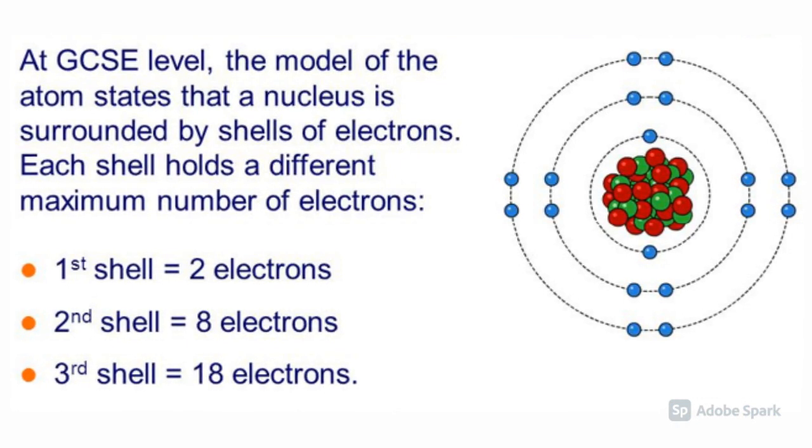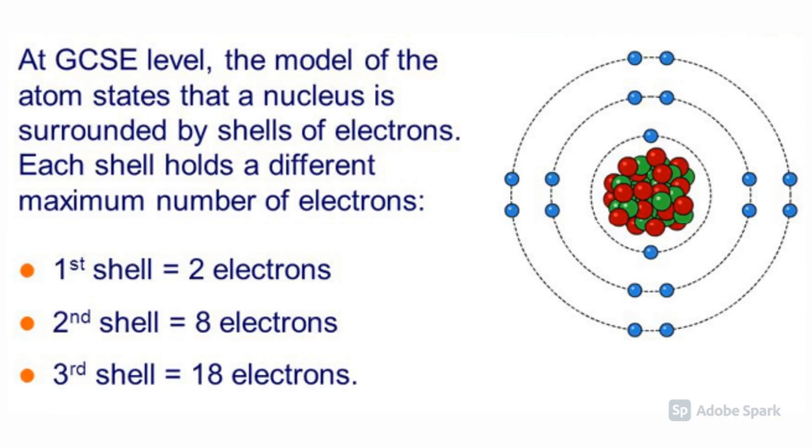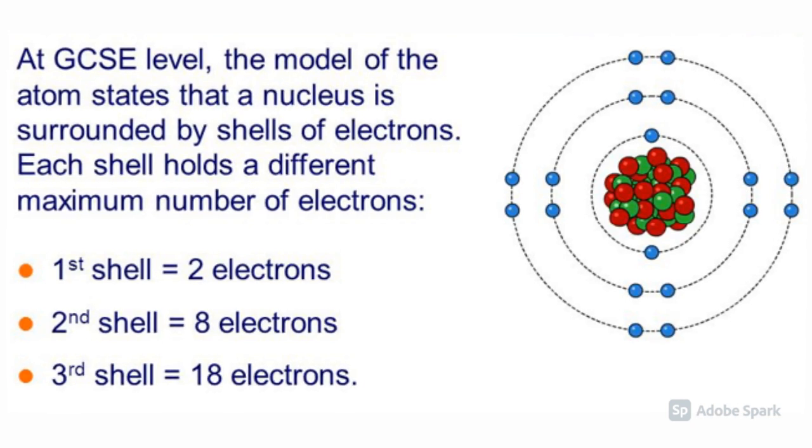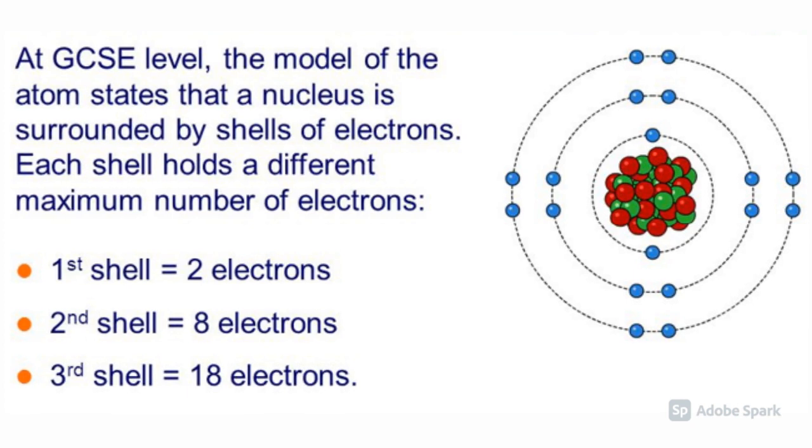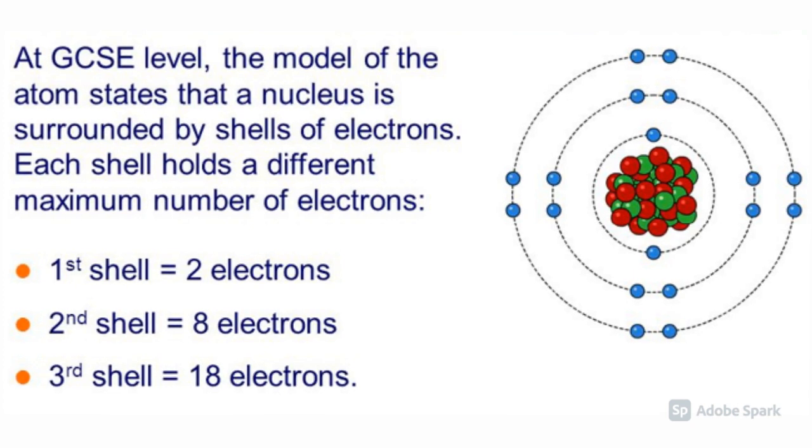Now, electrons are arranged in shells around the nucleus, and the first shell closest to the nucleus is the lowest energy level. The further a shell is from the nucleus, the higher the energy level. Each shell can hold only a certain number of electrons, and these are the rules. The first shell can only hold 2 electrons and fills first.